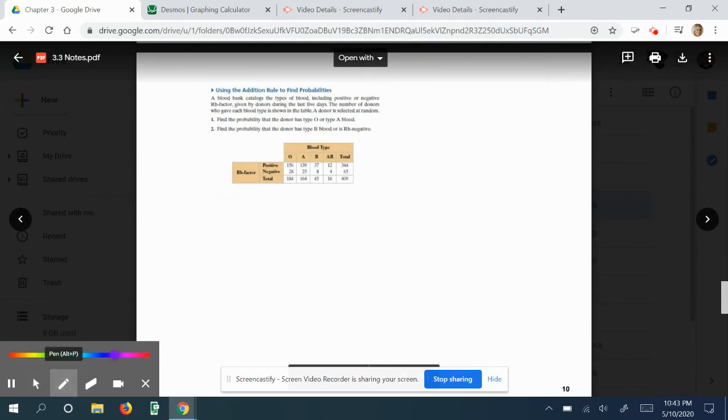Now, here's another example. It says a blood bank catalogs the type of blood, including positive and negative Rh factors, given by donors during the last 5 days. The number of donors who have given each blood type is shown in the table. A donor is selected at random. Find the probability that a donor has type O or type A. And the second one is find the probability that the donor has type B or is Rh negative.